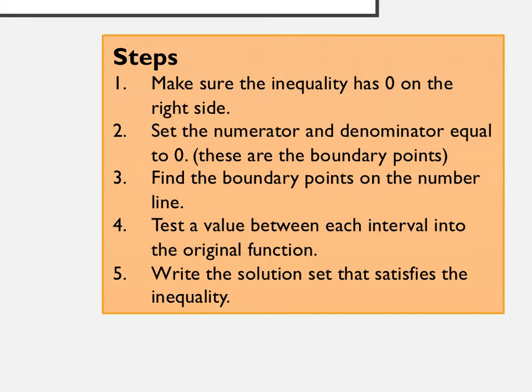Okay, so when we are doing these inequalities, we're going to follow pretty much the same steps we did with polynomial inequalities. We want to make sure the inequality has a 0 on the right side. Once we have that, we're going to set the numerator and denominator equal to 0. These are our boundary points. Once we do that, we'll find the boundary points on a number line. Then we'll test a value between each interval into the original function. And then we'll write our solution set that satisfies the inequality.